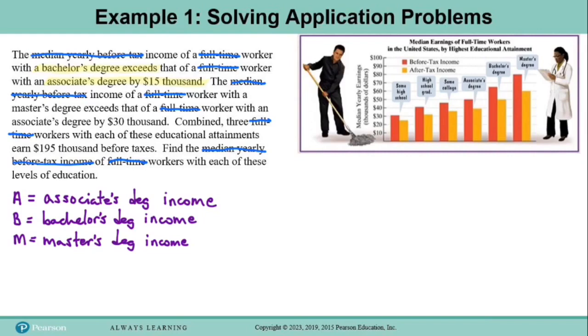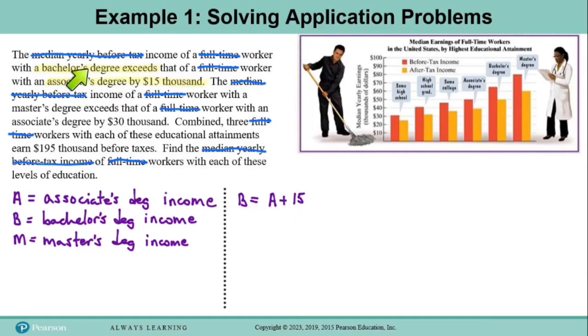Oh, and another thing, notice that every time they use a dollar amount, it's always thousand, thousand, thousand. So we're not going to write those thousands, we're just going to keep the number. And then all of our answers will come out in thousands automatically without us having to write a whole bunch of zeros. So I'm going to write that the salary for the worker with the bachelor's degree is equal to the salary for the associate's degree worker plus $15,000.